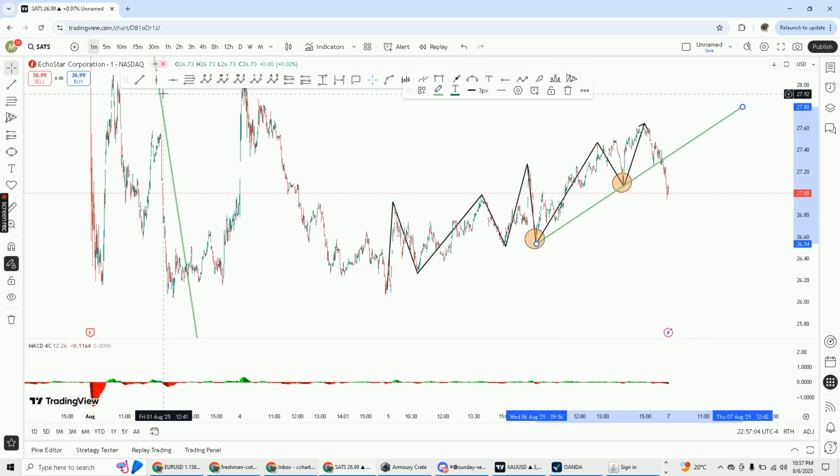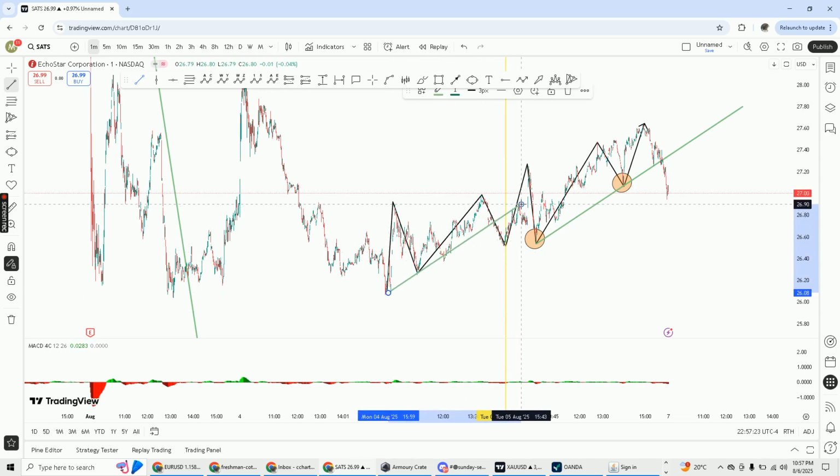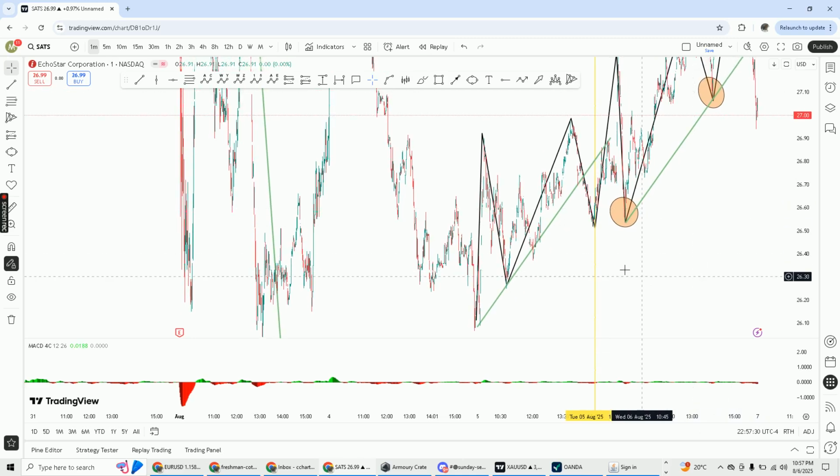If price was just here and we didn't have any of this, where would you be drawing your trend line? You'd be drawing it from here to here. You could do that. Yes, you would do that. You could draw from here to here. But for this, look at within here. I'm going to zoom in for you so you can really see.